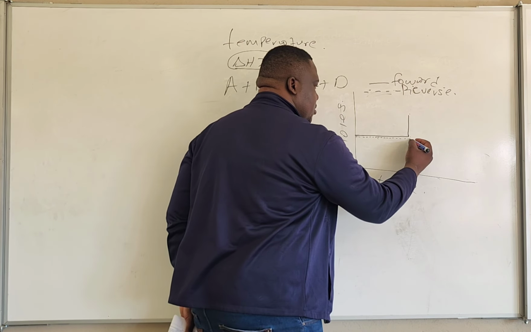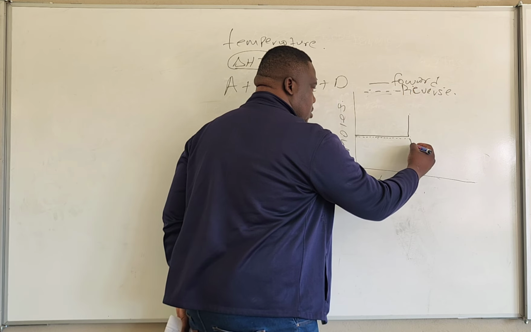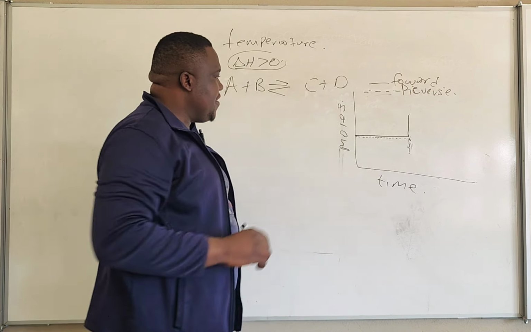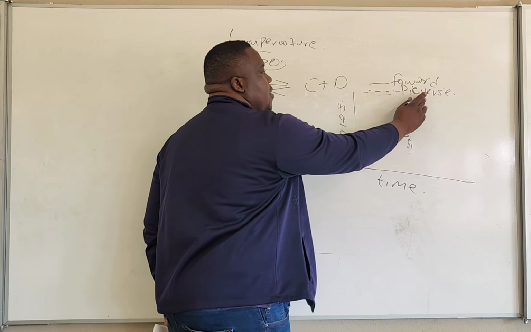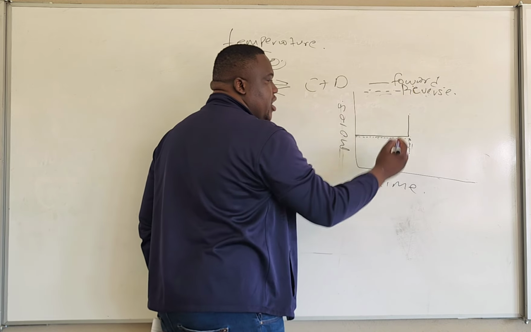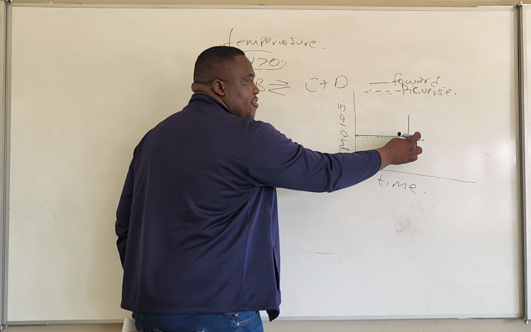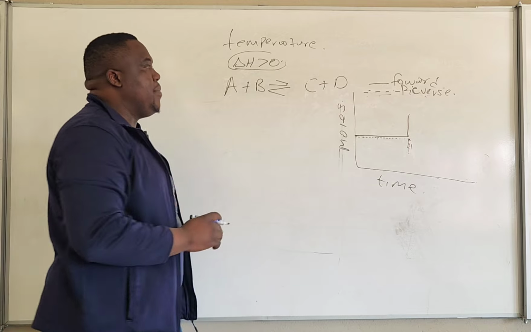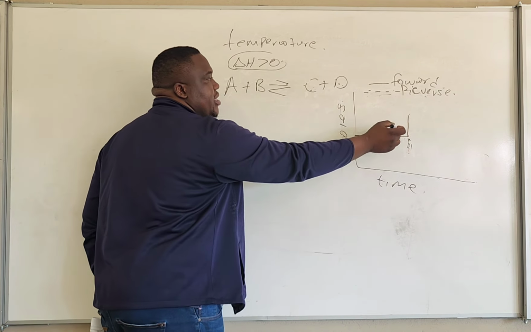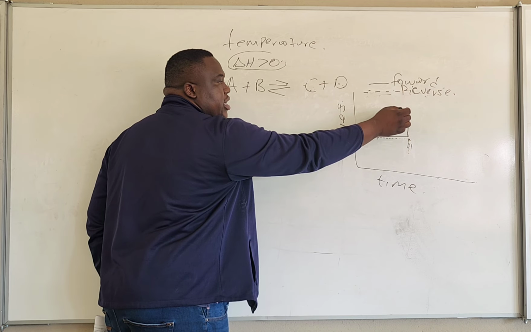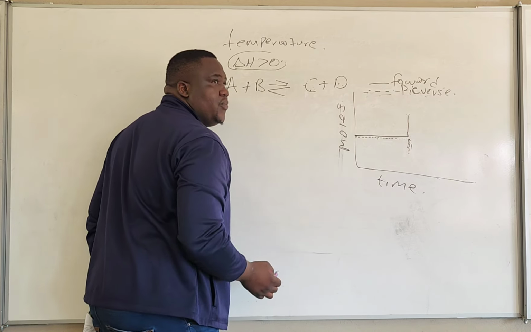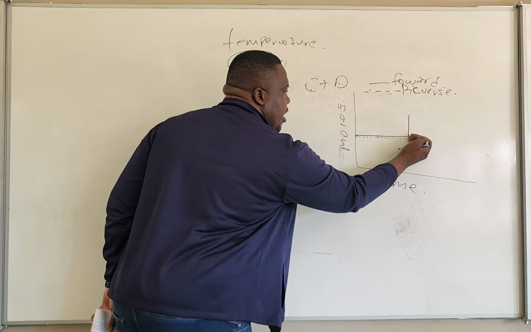Then look what happens. There is a decrease. Look, the reverse reaction is decreasing. I said the reverse reaction is represented by a dotted line. The number of moles of a reverse reaction, they are going down. What is happening? Forward reaction is C and D, meaning that C and D are increasing in the system. But A and B, they are decreasing according to this diagram.